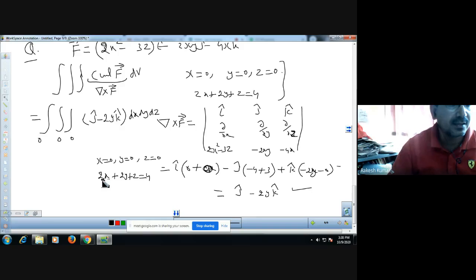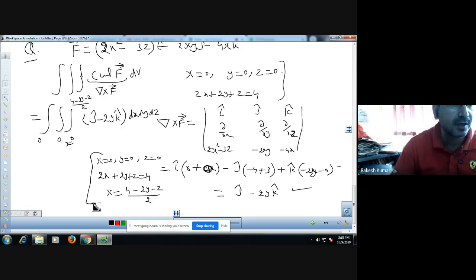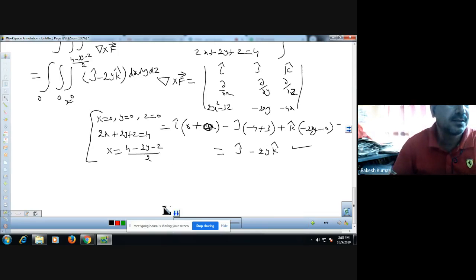So if I take the limit of x first, we will have (4 minus 2y minus z) upon 2. So this should be the upper limit, (4 minus 2y minus z) upon 2. So this is the limit of x. Okay. Now you can take the limit of y. For y we have to take x equal to 0. So if you take x equal to 0, you will have 2y plus z is equal to 4. So the limit of y will be (4 minus z) over 2. So this is the limit of y.